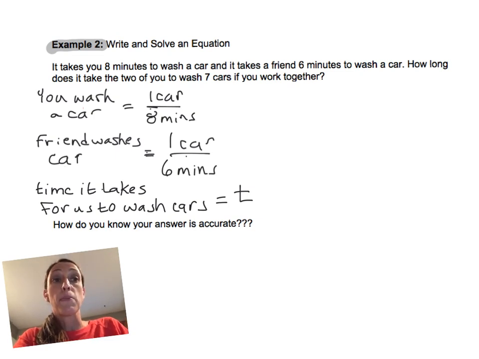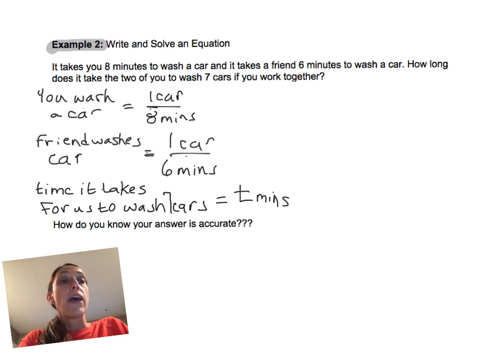We do know the total number of cars, though. Our total number of cars is 7. So I'm going to go ahead and just slide that in right there. The time it takes us to wash 7 cars. So that was the first thing we did. We even declared our variable. You know, it's time in minutes.